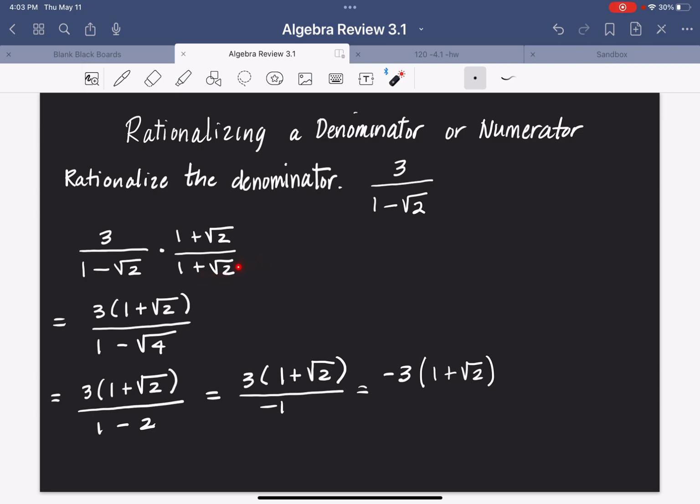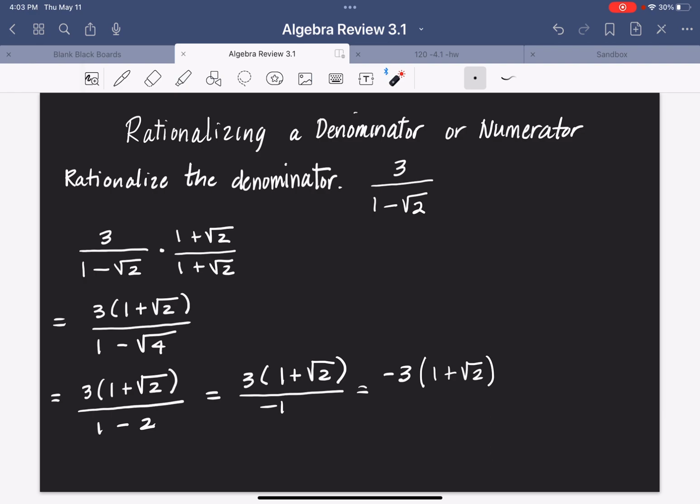Whatever I multiply the denominator by, I must also multiply the numerator by. Now in the numerator, I can distribute this, or I can just write it 3 times 1 plus the square root of 2. And I recommend that you just leave it like this. It makes the reducing easier because you'd have to factor that 3 out in order to reduce it anyway.